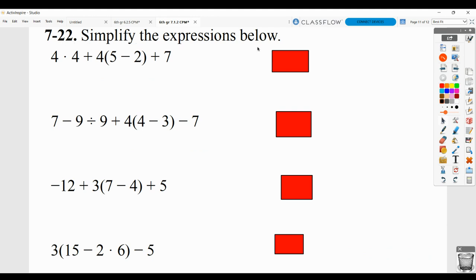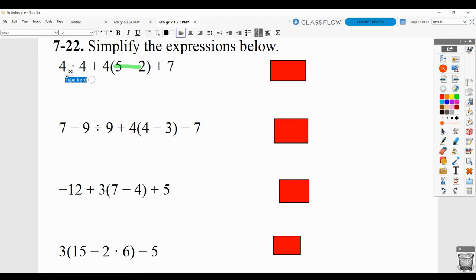Here, make sure you're showing your steps. So again, they say simplify, which means find the answer. They do not state use order of operations, but you must use order of operations. So it will not always be stated, but you do need to use it to get the correct answer. So I should see that you first did parentheses, and then you did your multiplication, and then you did your addition subtraction. So I should see the steps.